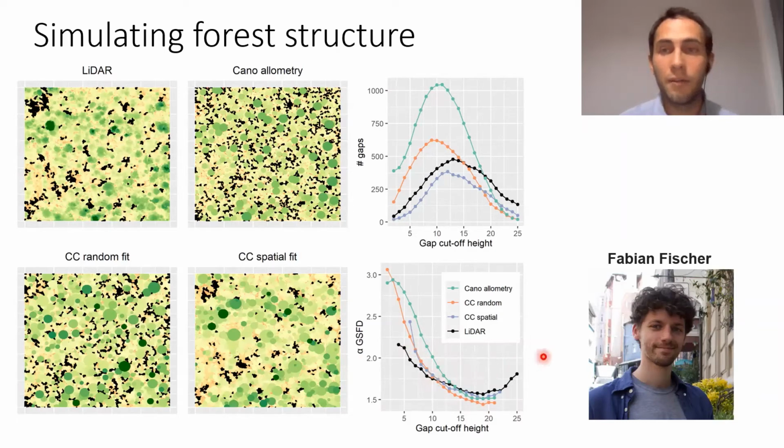Okay, so for the rest of this presentation, I'm going to use the two canopy constructor models because there are some interesting differences between them. And I'm going to choose a cutoff height of 10 meters. And I just keep that constant throughout the rest of this presentation.